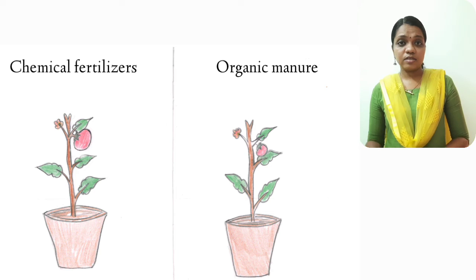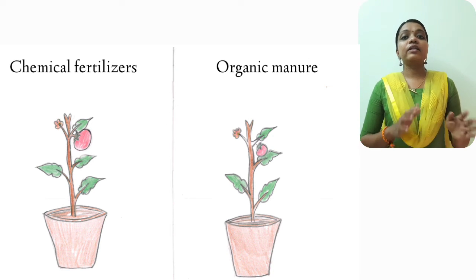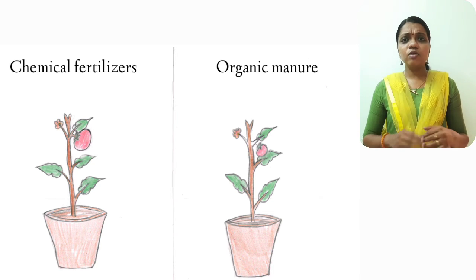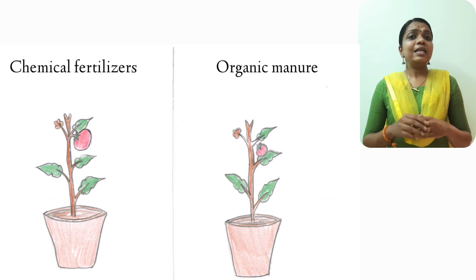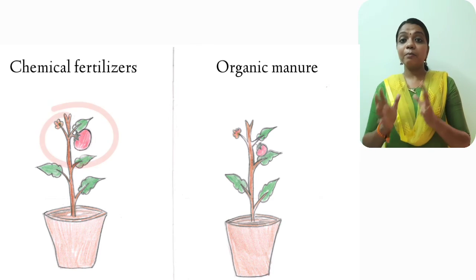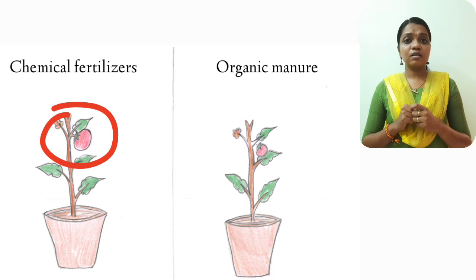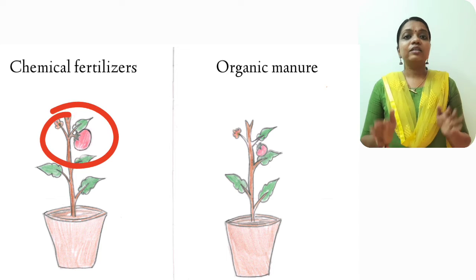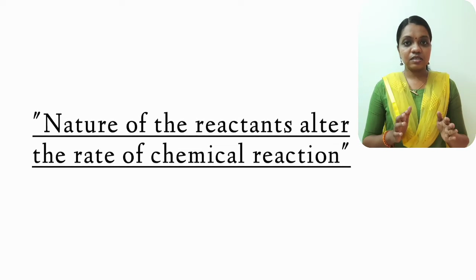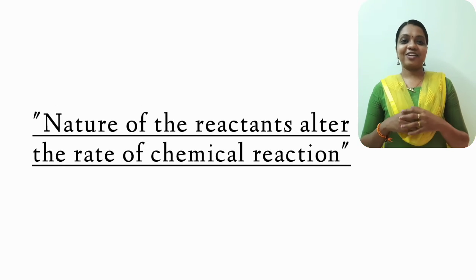Here you can see that one plant uses chemical fertilizers and the other uses organic manure. Now, take a look at their fruits. The plant which uses chemical fertilizers has bigger fruit than the other. What is the main reason? The reason is the nature of the fertilizers is different. Like this, the nature of the reactants alters the chemical reaction.